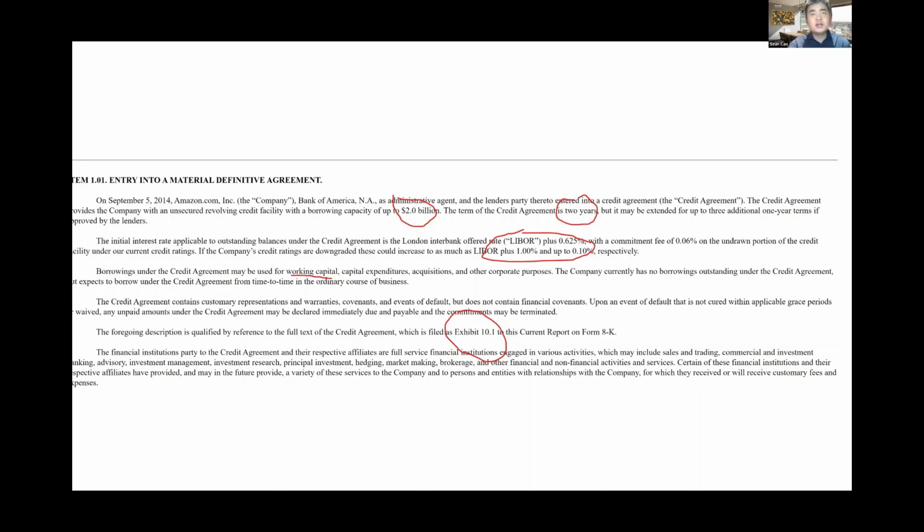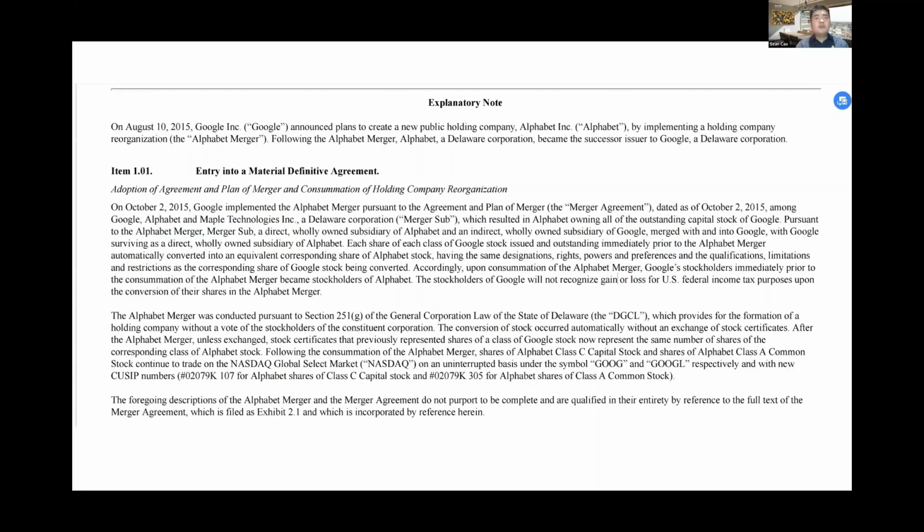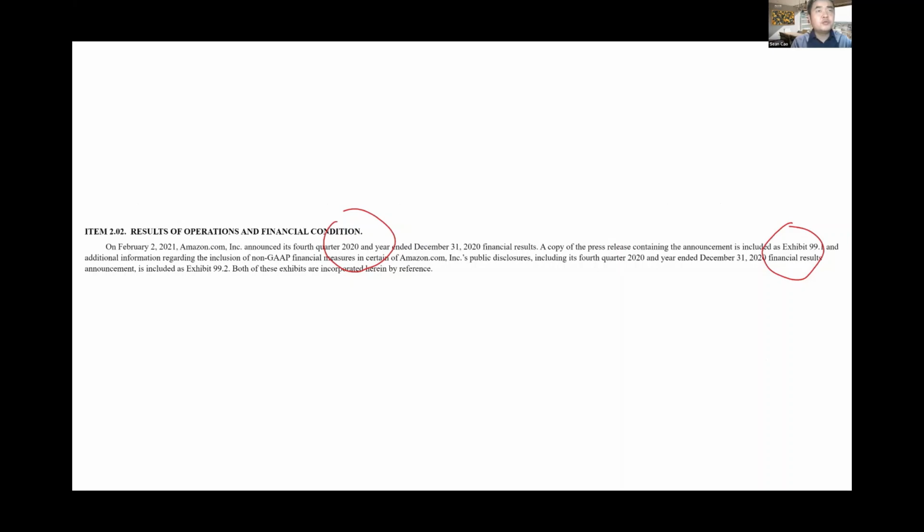and for other companies' managers. Let's talk about another item, 2.02. So what is 2.02 about? 2.02 is about the firm's performance, and it's about the firm's earnings announcement.